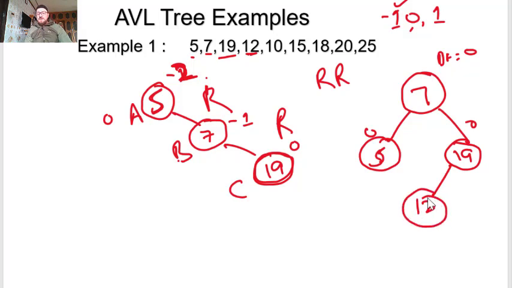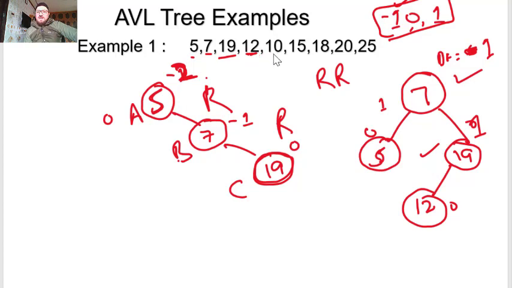Now, after every insertion you have to check the balance factor. Balance factor of 12 is 0, because 0 minus 0. 19 is 1 minus 0, that is 1, no problem whatsoever. For 7, left subtree height is 1, and right subtree height is 2. So 1 minus 2, that is negative 1, no problem, it's okay. And for 5 it is 0, because 0 minus 0 is 0. So we have here 0, negative 1, 1, 0, so it's all in this range, so it's okay. Now after 12 there comes the 10.